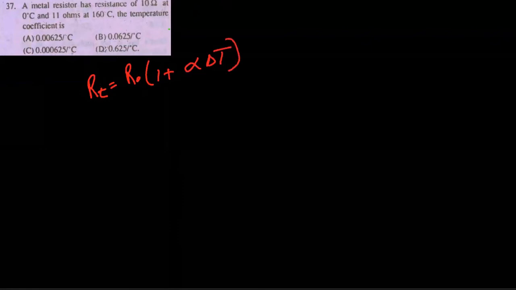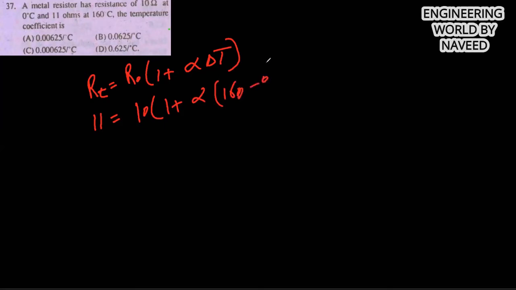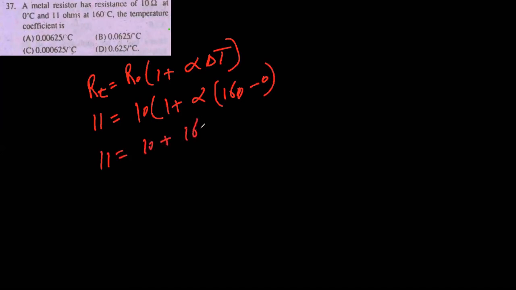Okay, next MCQ: a metal resistor has resistance of 10 ohm at 0 degree and 11 ohm at 160 degree. The temperature coefficient is? Actually, the resistance at temperature T is equal to the resistance at temperature 0 into 1 plus temperature coefficient times delta T. So this is the equation. R is 11 ohm, R naught is 10 ohm, into 1 plus alpha times the temperature change, T2 minus T1, where T2 is 160 degree and T1 is 0 degree. So this will be equal to 10 plus 1600 alpha.